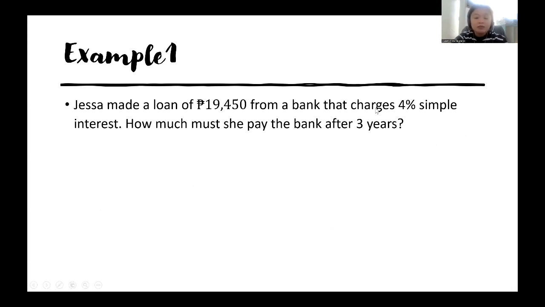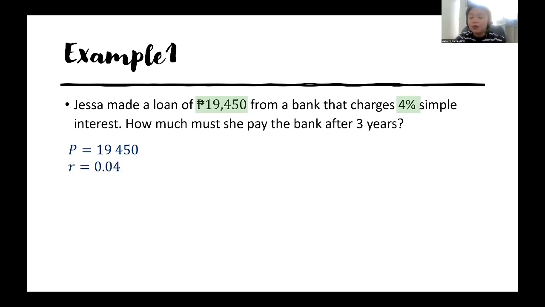Jessa made a loan of 19,450 from a bank that charges 4% simple interest. How much must she pay the bank after 3 years? We're going to look into the givens. You have 19,450, which is the amount borrowed, so basically this would be our principal. Then we have 4%. It is a percent, so obviously this is our rate.